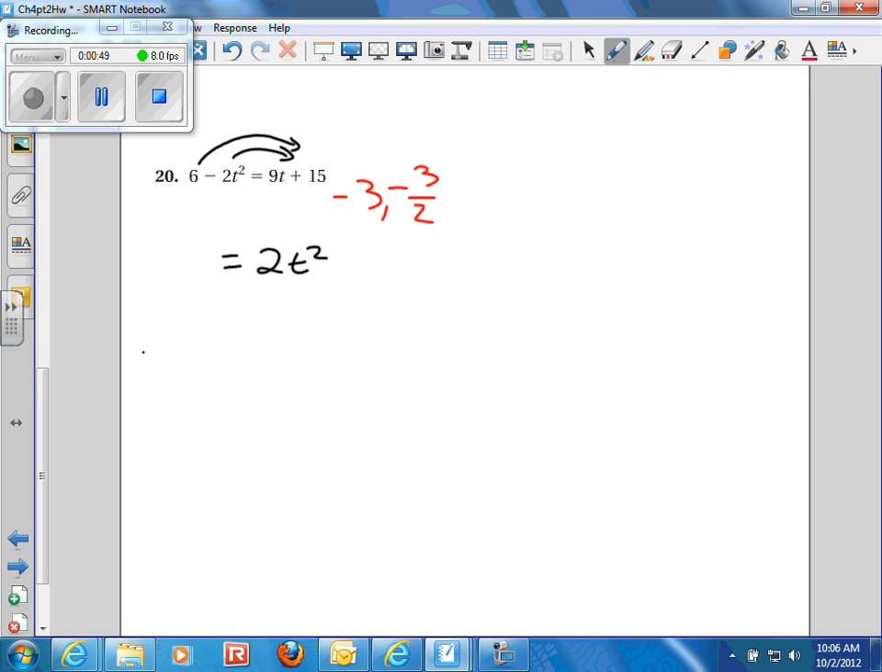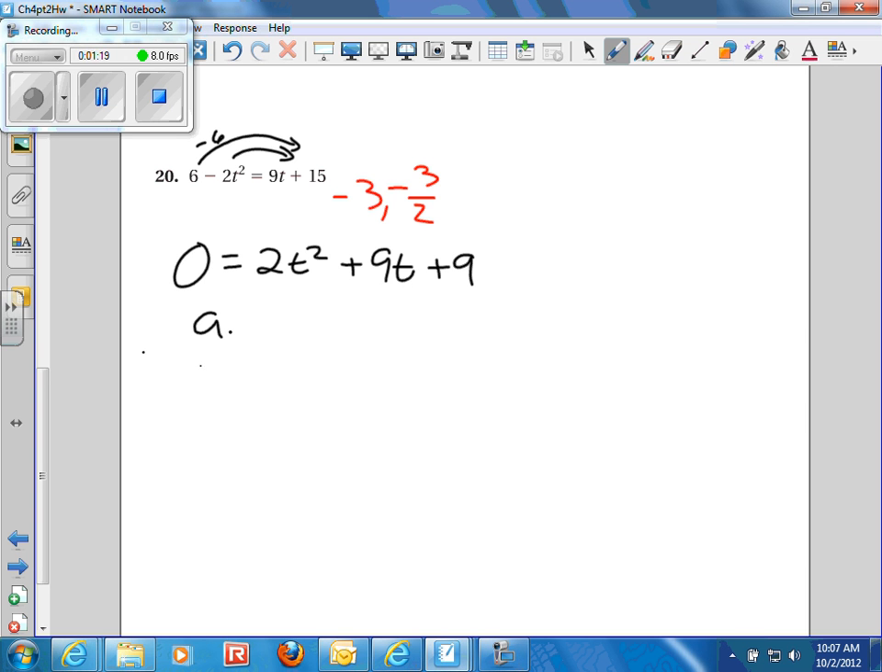On the right, I also have a 9t, and it's the only variable with a t, so I'm going to say plus 9t. Then to move the 6 over, I need to subtract 6 from both sides, so 15 minus 6 would be plus 9. So now everything is together, and 0 is on the other side, and now I can actually use the quadratic formula. So until you have everything together, you can't do anything about it.